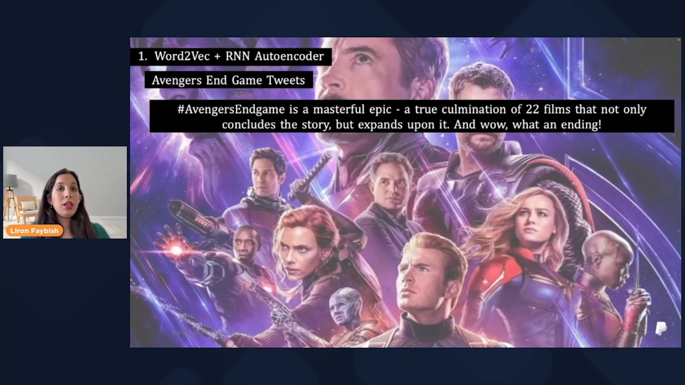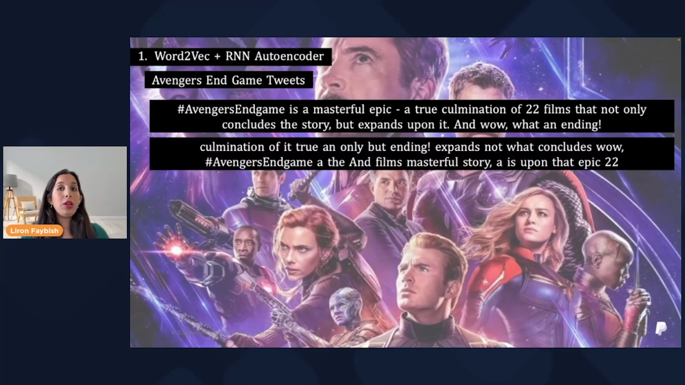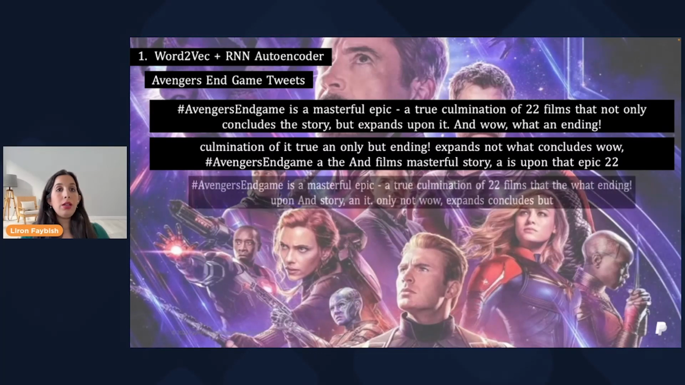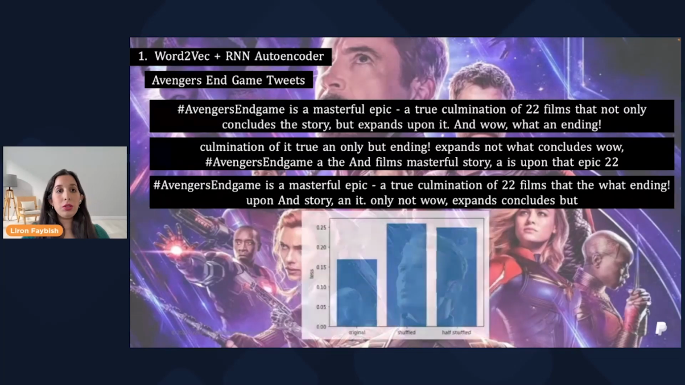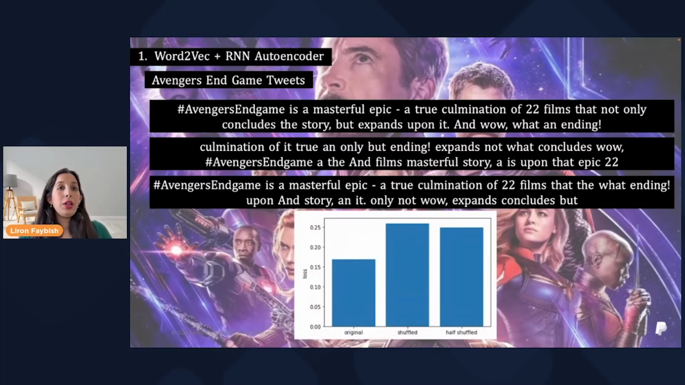The second sentence is the same sentence, just with the words shuffled. And the third sentence is half the same as the original sentence, and only its second half is shuffled. We gave the model those three sentences, and we calculated the reconstruction loss. As you can see in the histogram, the loss of the original sentence was lower than the other two sentences, the shuffled and the half shuffled, which means that the model was able to identify the original sentence and separate it from the anomalous sentences.